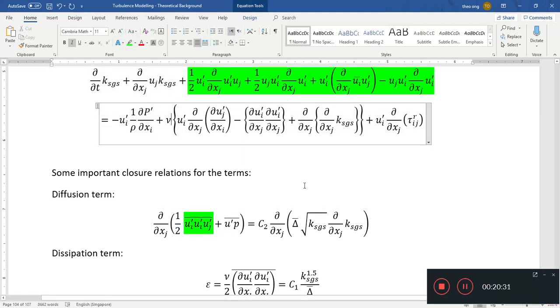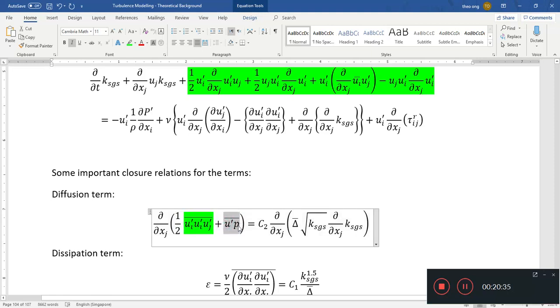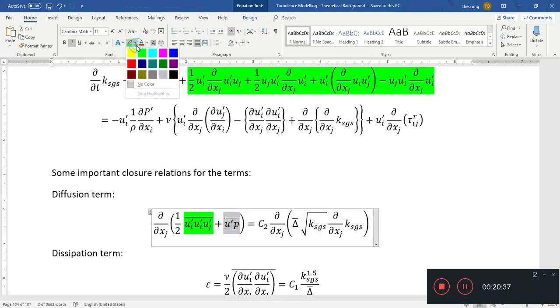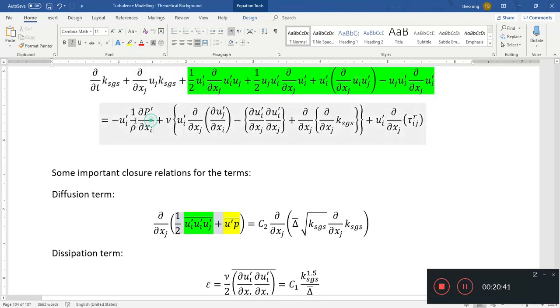These are closure relations. This one probably comes from the pressure term, so I'll give you a yellow highlight. The yellow highlight will be this term here.